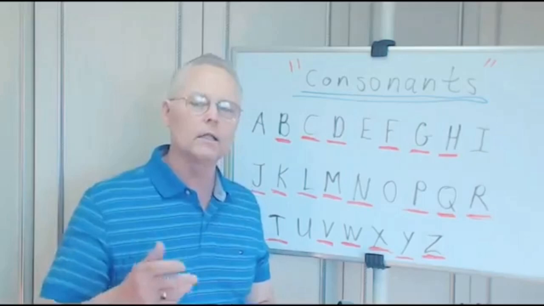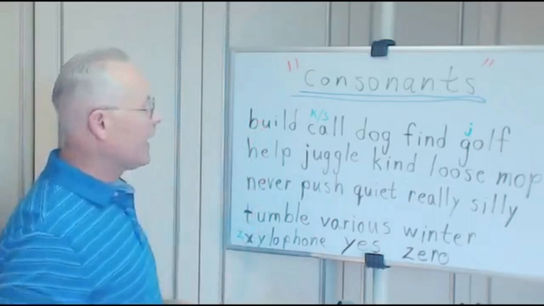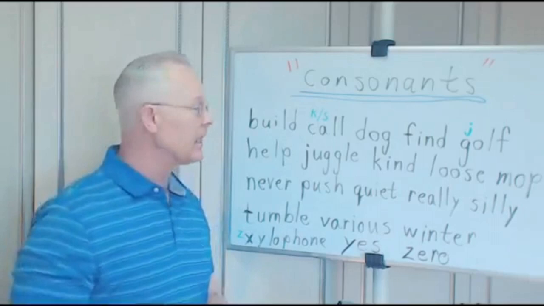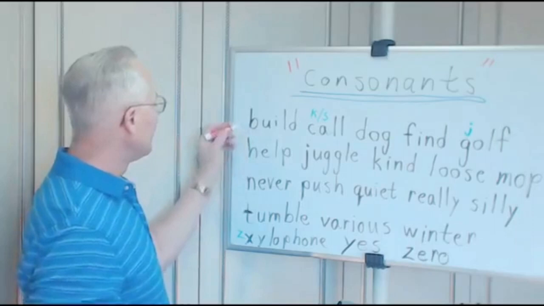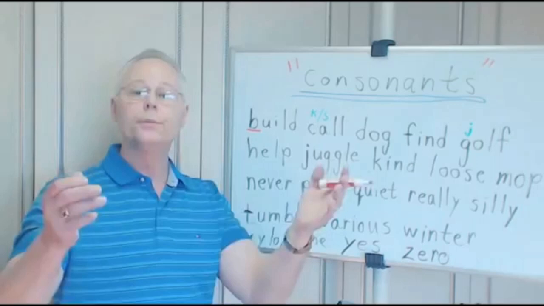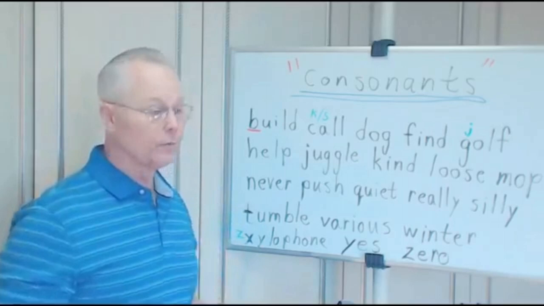Now let's look at some words. Let's take a look at these words. We have build. Okay, now we're looking at consonant sounds, right? We have B, in the word build. To build a house. I would like to build a business relationship with you. B. We have C. Okay?